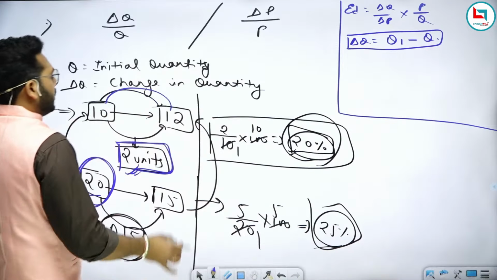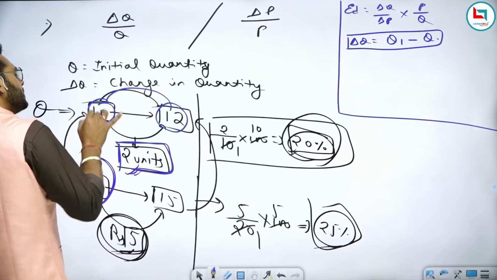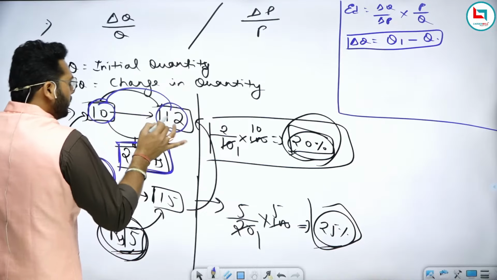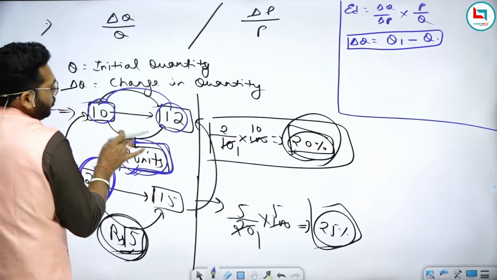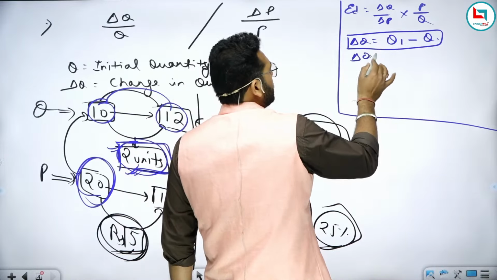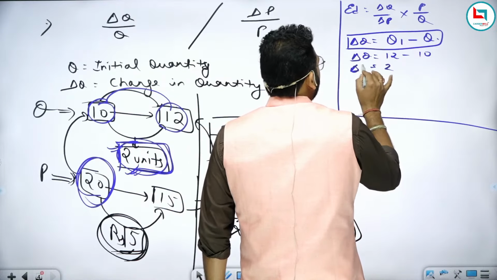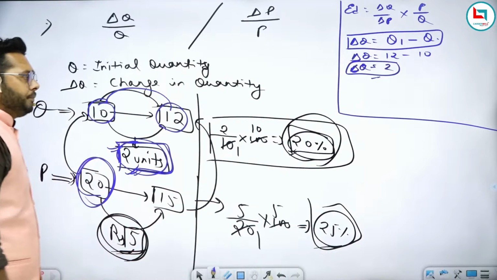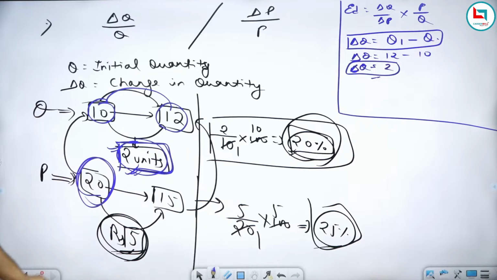If you subtract 10, which is the initial quantity, from the new quantity Q1, which is 12, you will get 2 units, which has changed from 10 to 12. So you will get the change in quantity. We can write here delta Q is 12 minus 10, which is 2. The value of delta Q is 2 units.